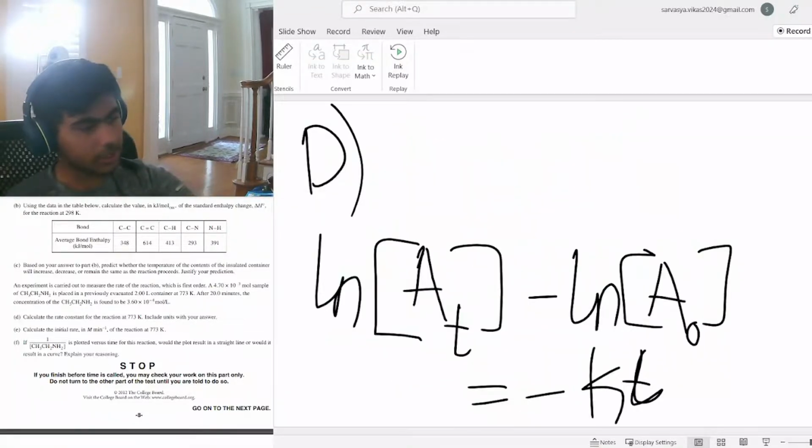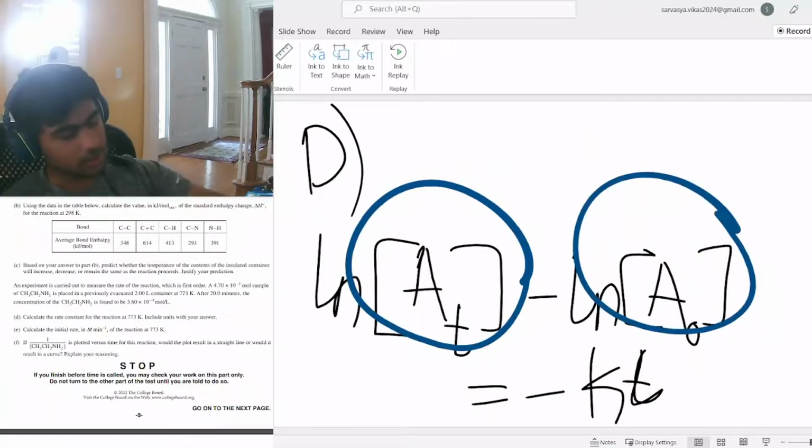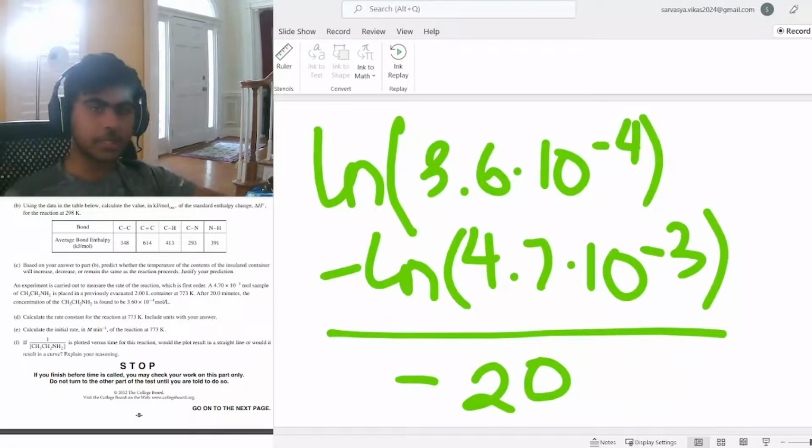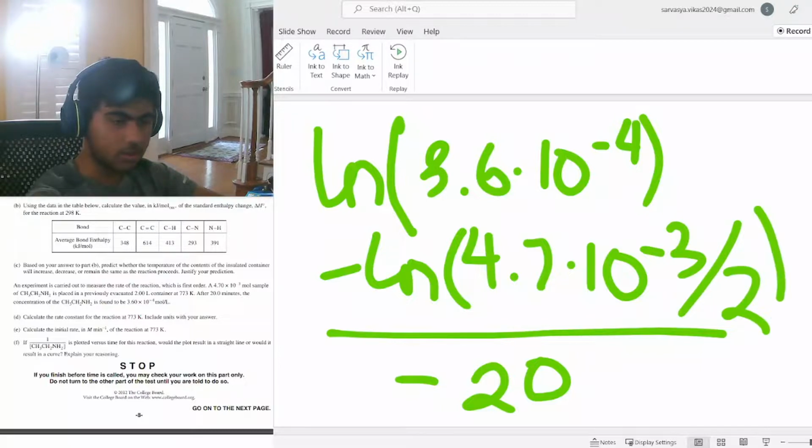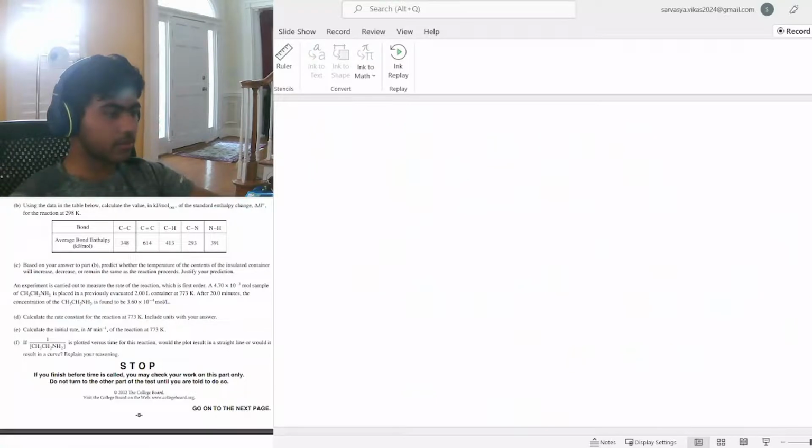These are concentrations. All right, we plugged in 4.7 times 10 to the negative 3. It says 4.7 times 10 to the negative 3 moles, right? That is not a concentration. That's a number of moles. So you have to divide that by 2 liters. And then we're going to divide by 20. And then let's try this again.